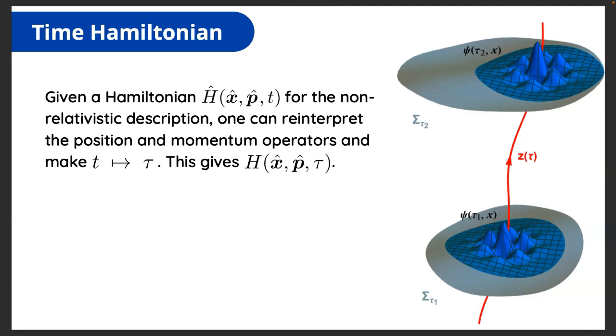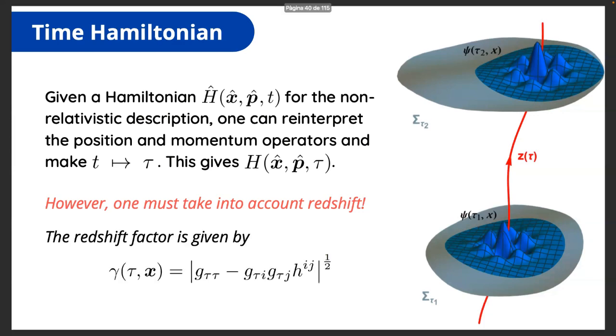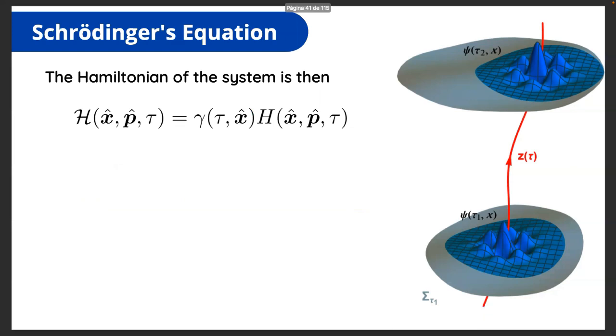The only extra thing that we have to take into account here is redshift, because each point of these slices, of these rest spaces, is moving differently in principle with respect to the central trajectory here. In order to accommodate for this, you include a redshift factor, which can be written in terms of the metric induced in the surfaces and along the trajectory, so in Fermi normal coordinates. And using this redshift factor, we get this Hamiltonian here, which is basically the product of whatever we had before, but now with the redshift factor, right?